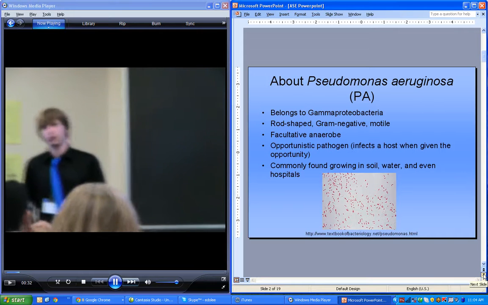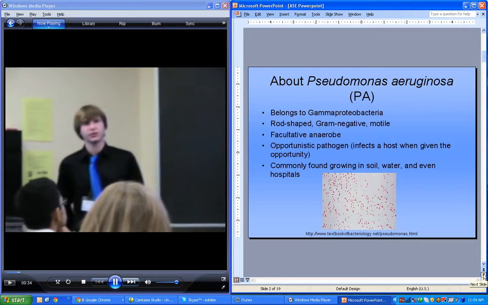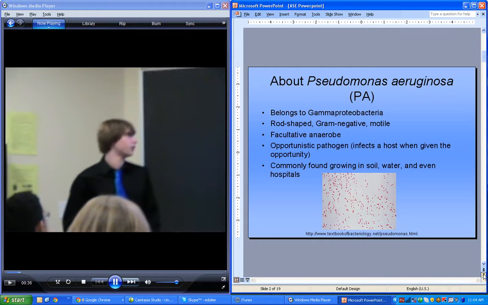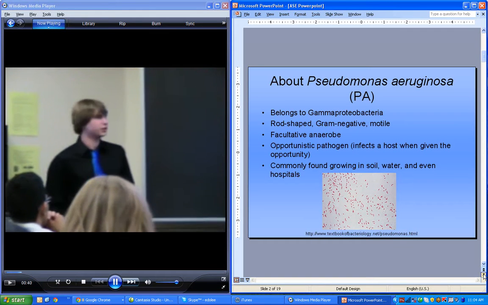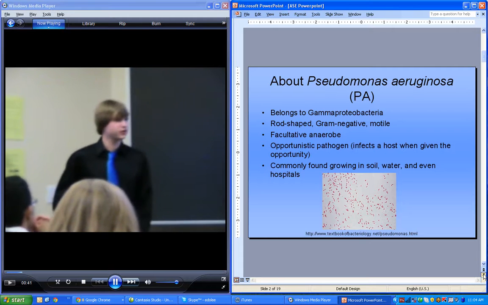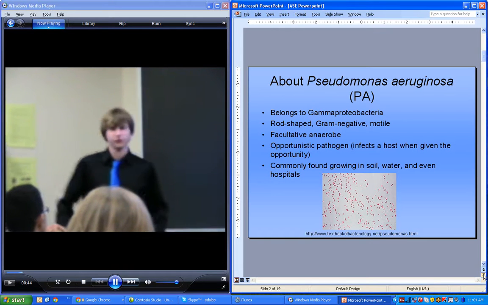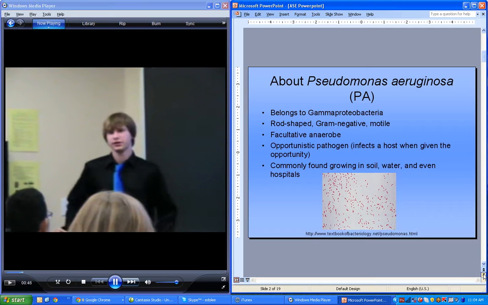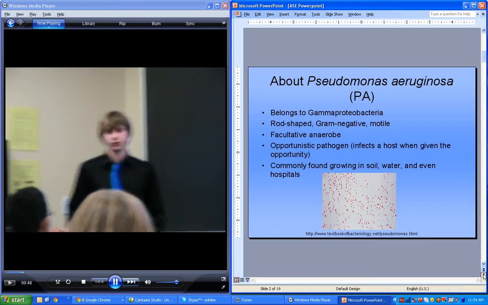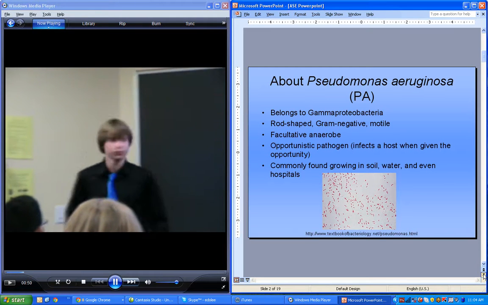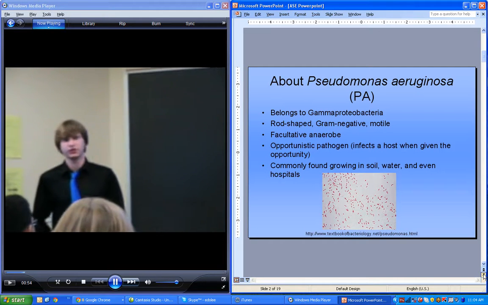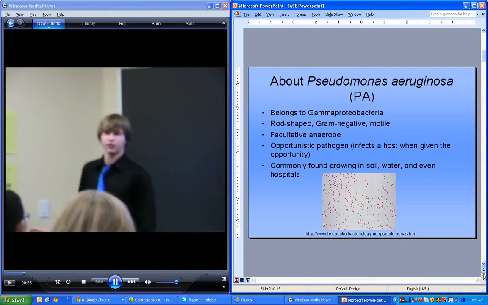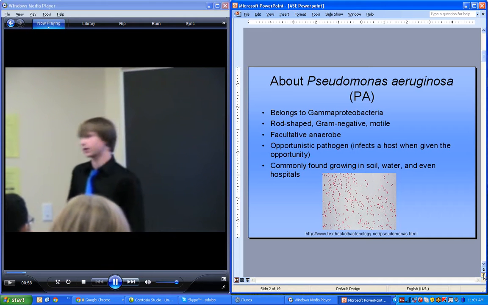It's a facultative anaerobe, meaning that although it can survive in environments with oxygen, it can also survive in environments with little to no oxygen. It's an opportunistic pathogen, meaning that when given the opportunity, it will infect a potential host. For example, if you have a severe burn wound or cystic fibrosis or are in other ways immunocompromised, it will infect you given the opportunity. And it's commonly found growing pretty much anywhere from soil to water and even places that are considered more sterile, like hospitals.